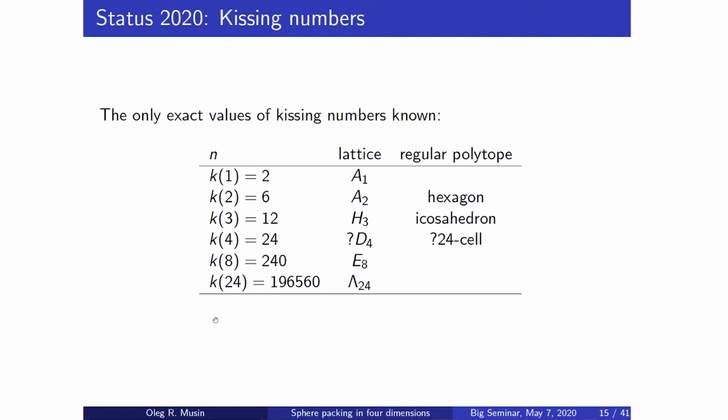And for dimension 3, I told the story. I told the story about dimension 3. It is Schütte and van der Waerden. And it is like a regular story.